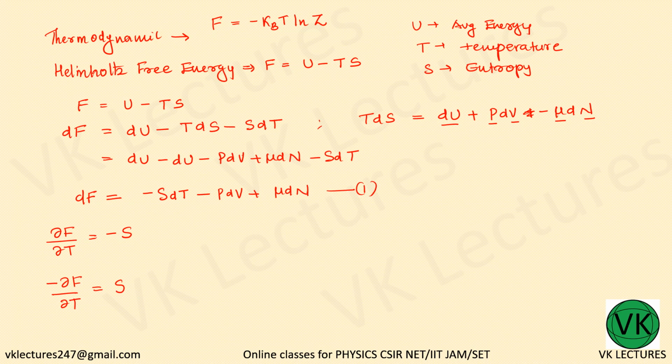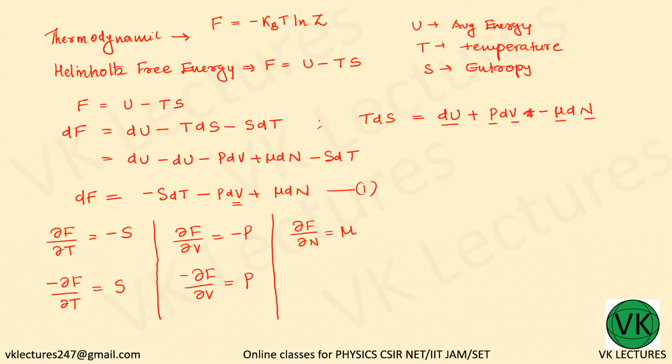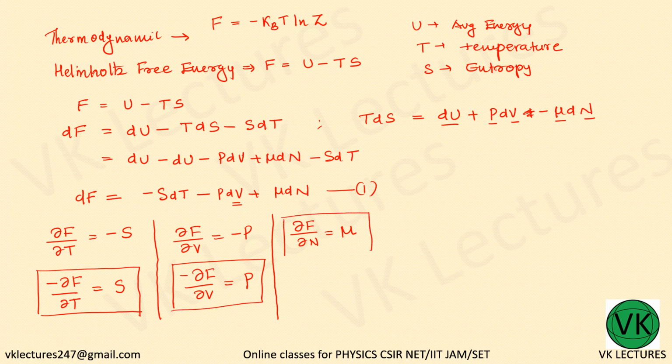So that's the first one. Now with respect to dV, dou F by dou V equals minus P, or you can write minus dou F by dou V equal to P, which is the pressure, and the last one, dou F by dou N, equal to mu, which is the chemical potential. So three equations here: minus dou F by dou T equals the entropy S, minus dou F by dou V gives you the pressure, and dou F by dou N gives the chemical potential mu.